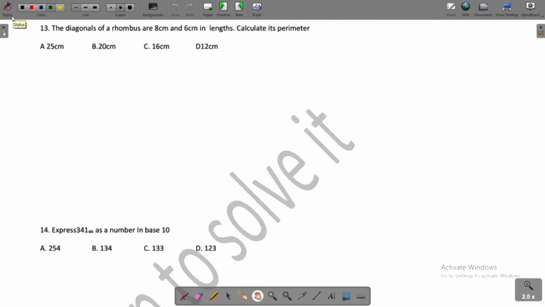Now question 13 says that the diagonals of a rhombus are 8 cm and 6 cm in length. Calculate its perimeter. So you have the first option, 25 cm, 20 centimeter, 16 centimeter, and 12 centimeter. So for us to solve this, we look at this. I draw a rhombus.